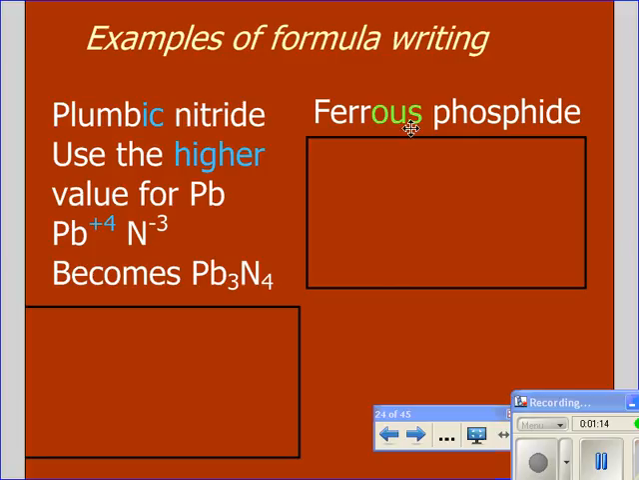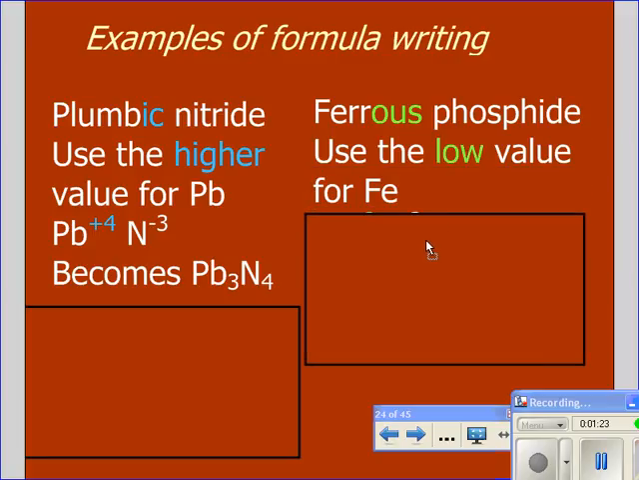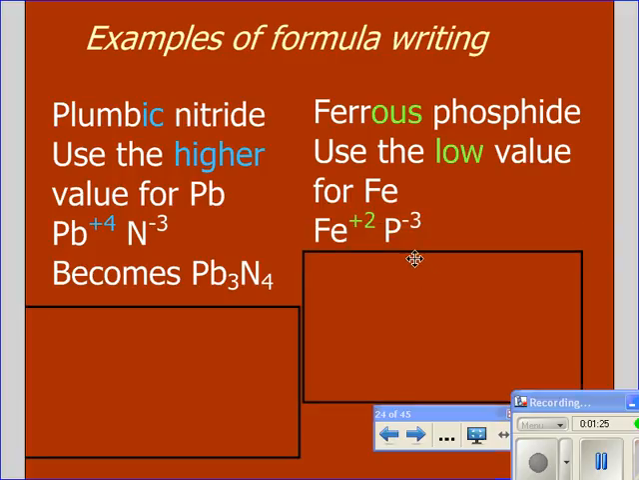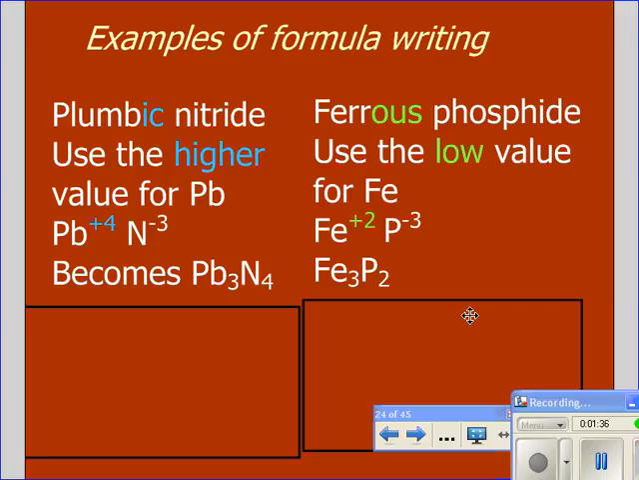Ferrous phosphide is telling us take the lower of the two values for the Fer root, which is your iron, and we'll be crisscrossing it with phosphorus. Again, we're taking phosphorus's top oxidation state and the lower or the smaller of the two values for iron. When we crisscross this, we get Fe3P2.